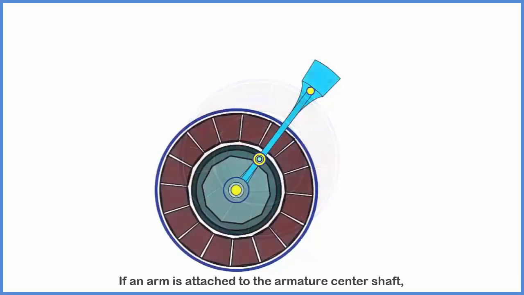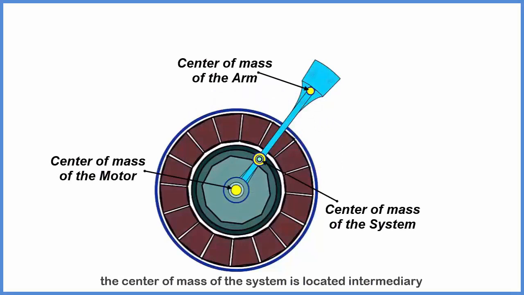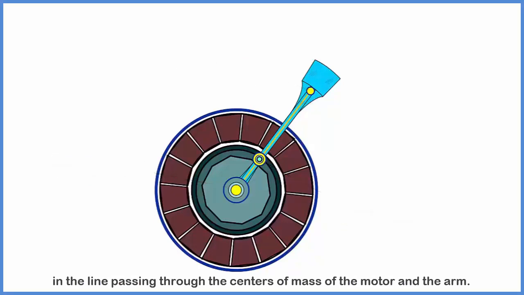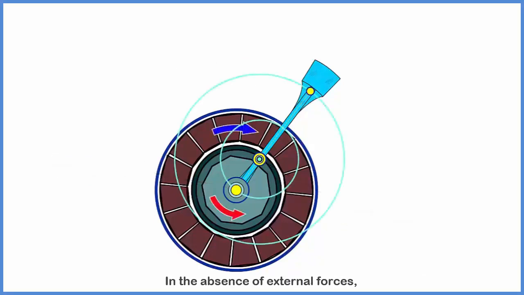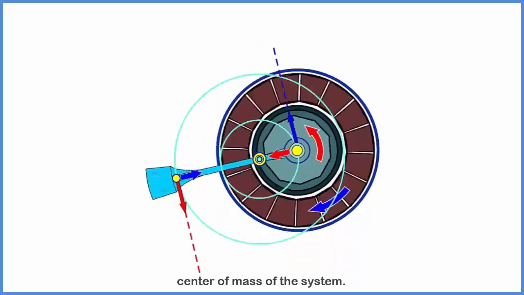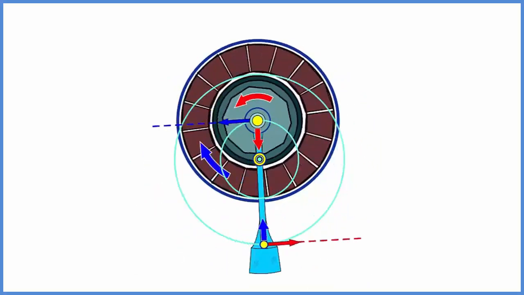If an arm is attached to the armature center shaft, the center of mass of the system is located intermediary, in the line passing through the centers of mass of the motor and the arm. In the absence of external forces, the centers of mass of the motor and the arm will rotate in circular paths around the stationary center of mass of the system.